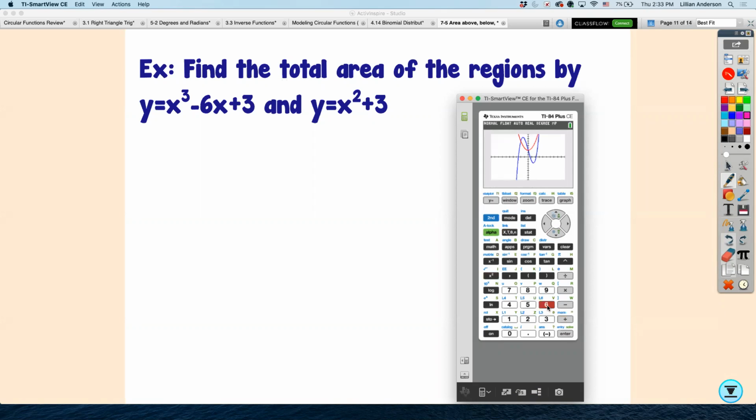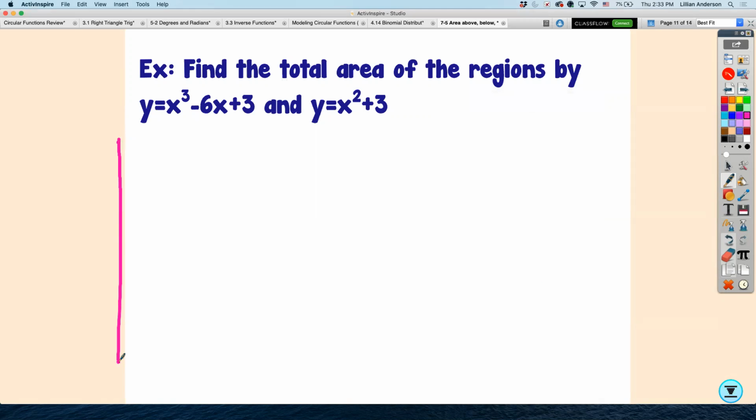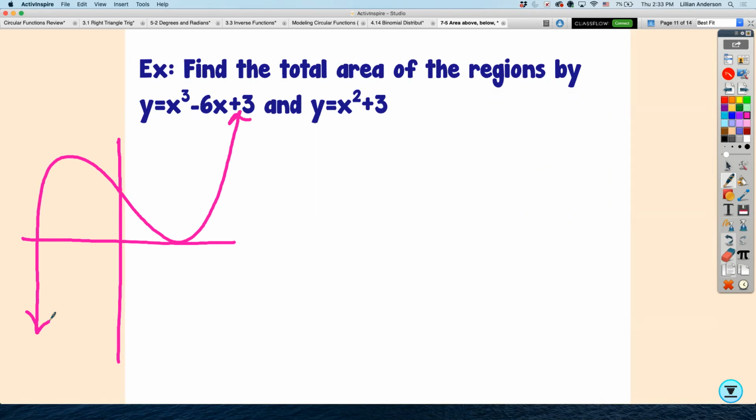That's weird. Cubic functions. Ooh, I need to change my window. So this is interesting. We have two regions, okay? I'm going to sketch it out over here. Roughly, I have this region here, and then I have this region here.